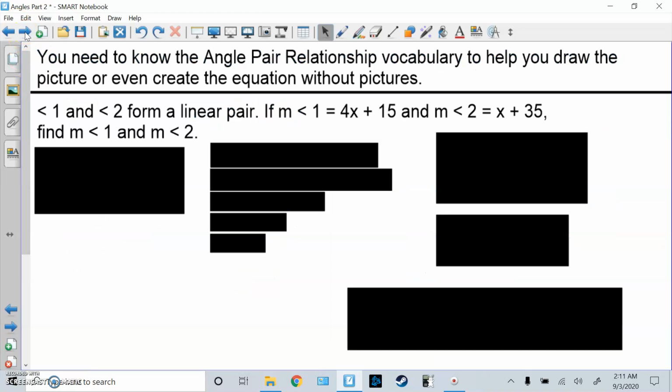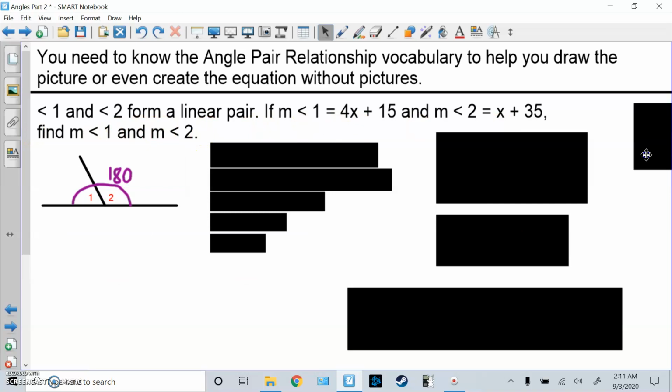Alright, you also need to know the angle pair relation vocabulary from the last video to help you draw the picture or even create the equation without pictures. So most of the time you actually solve these without drawing the picture. So here, angle 1 and angle 2 form a linear pair. Alright, if angle 1 is 4x plus 15 and angle 2 is x plus 35, what is angle 1 and angle 2? So I'm going to draw a picture.